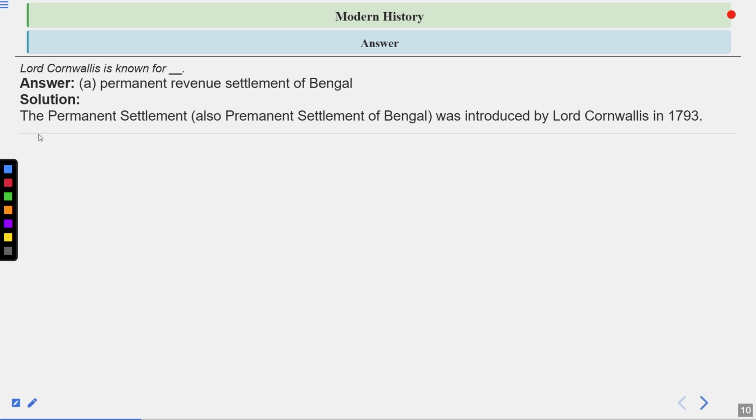The permanent settlement, also known as the permanent settlement of Bengal, was introduced by Lord Cornwallis in 1793. So what was actually the permanent settlement? In order to understand this, we have to understand this pyramid chain. At first, the British EIC, East India Company, then the Zamindars, and then the peasants.